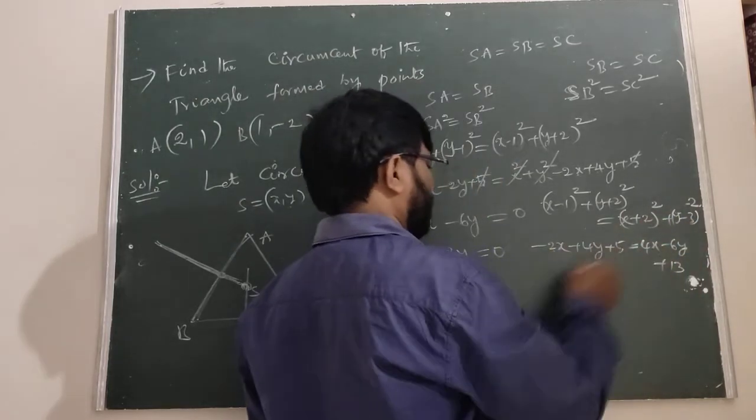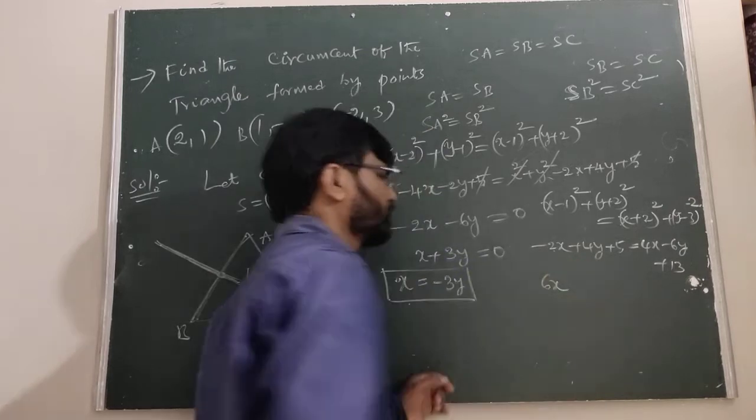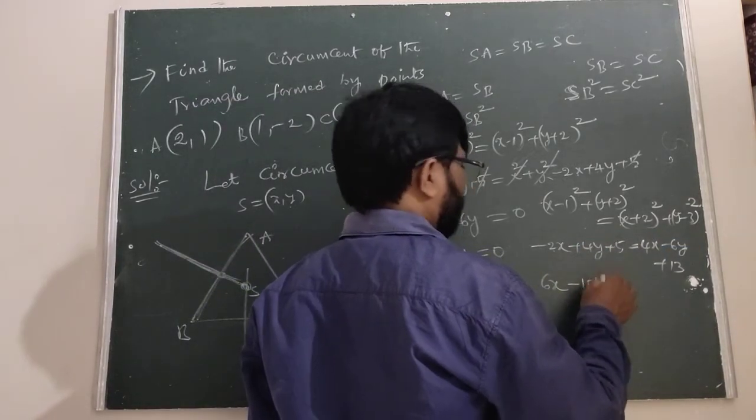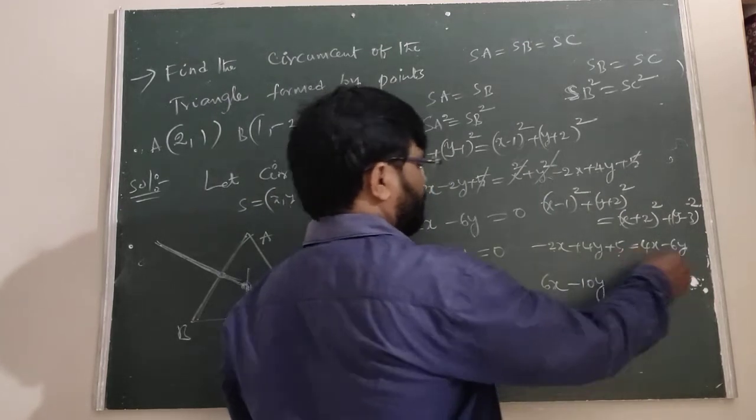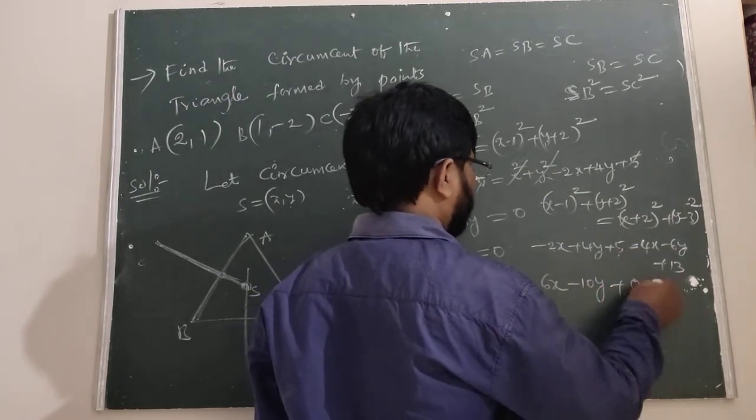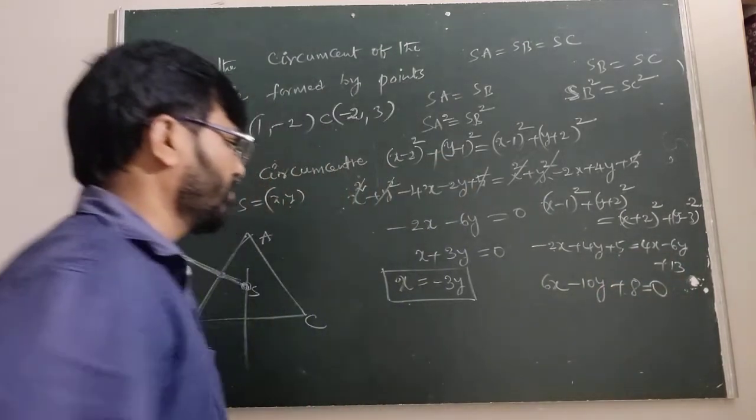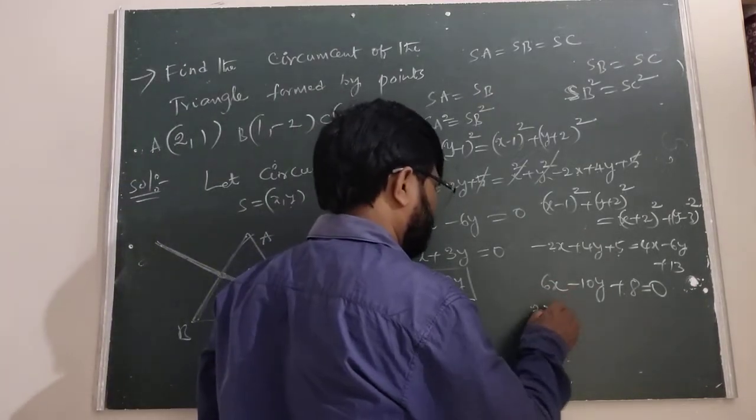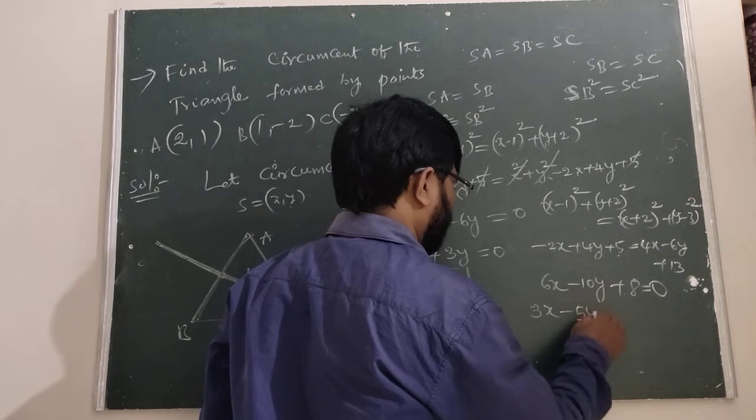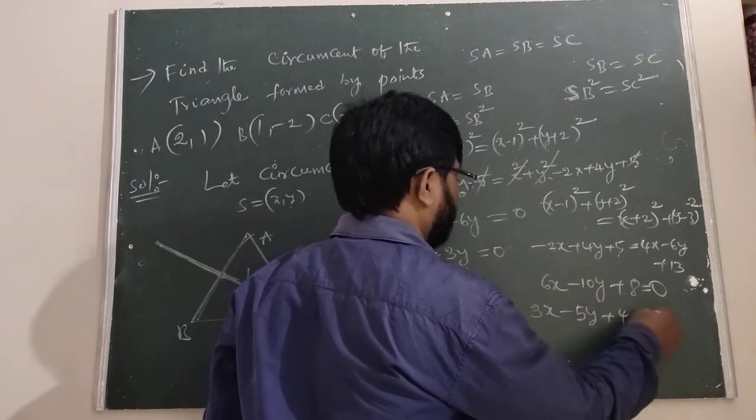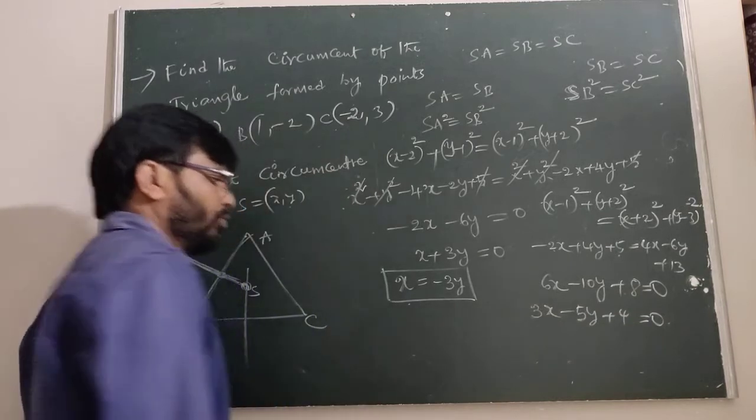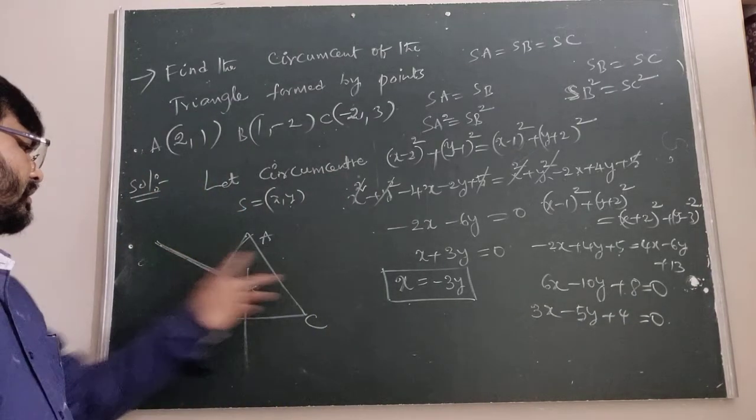Now these are all sent to the other side: 6x minus 10y plus 8 equal to 0. Now divide first by 2. Now this is 3x minus 5y plus 4 equal to 0, since 2 3s are 6, 2 5s are 10, 2 4s are 8. So this is the first perpendicular bisector.